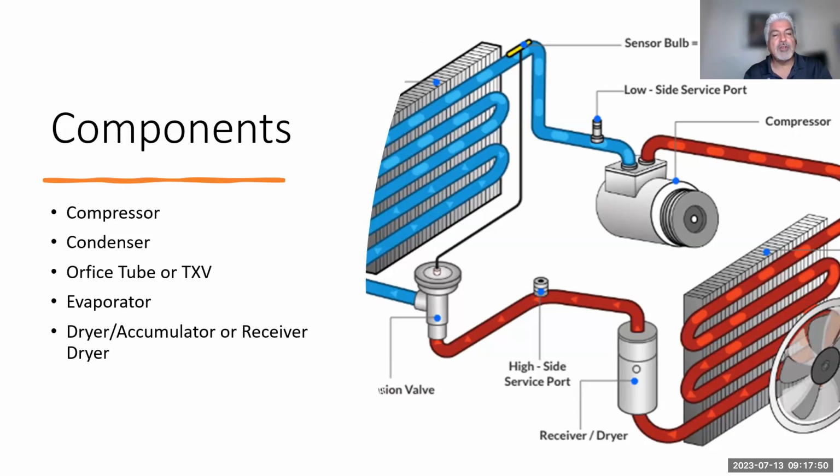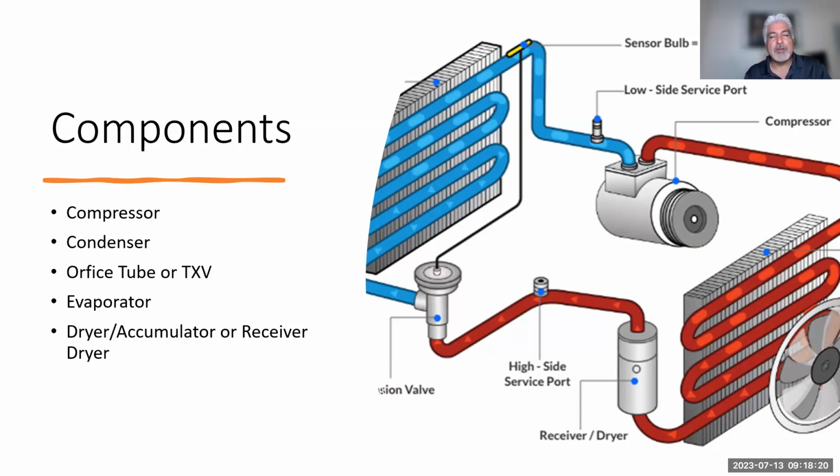The accumulator dryer actually serves two functions. It absorbs moisture just like the receiver dryer, but it also ensures that nothing but vapor goes back to the compressor, so in essence, it protects the compressor. Even though they're similar, the accumulator and the receiver dryer both absorb moisture. They have desiccant bags inside of them to absorb that moisture. The accumulator dryer takes it a step further: it ensures that only vapor goes back to the compressor.